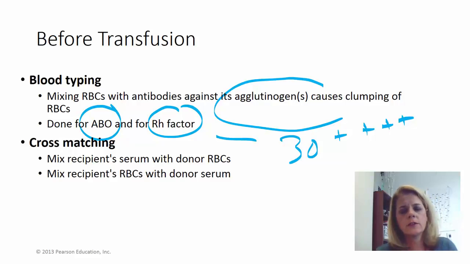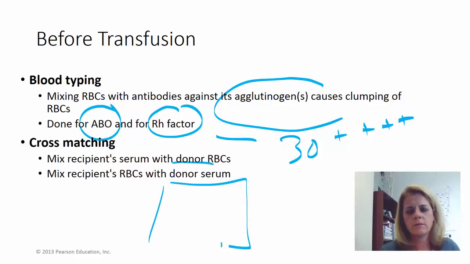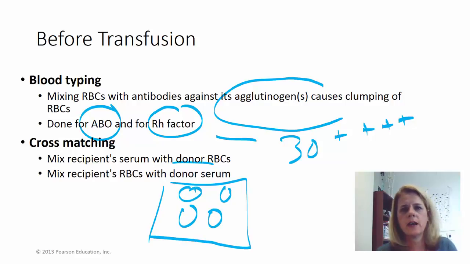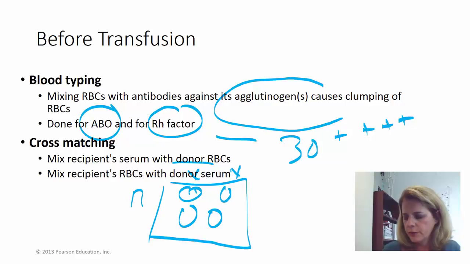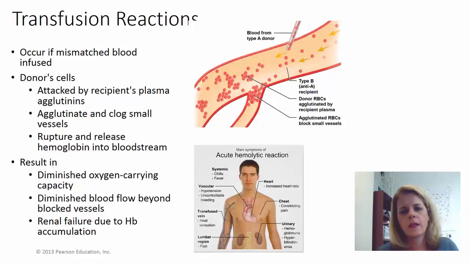So what they'll do when they're matching you, they'll take your serum and the donor's RBCs, and they'll mix them up just like we did in our blood lab, and they're going to look for that agglutination. Okay, so that's what they're doing. Just like what we showed you how to do in lab, where you have your little tray, and you put your plasma, your serum in the tray, and then you add your blood, and you watch for the clumping. That's what they're doing. All right.